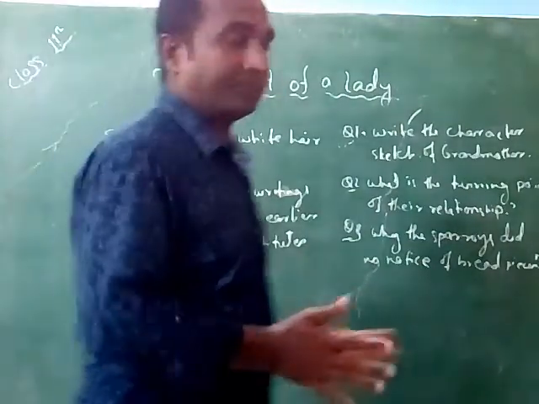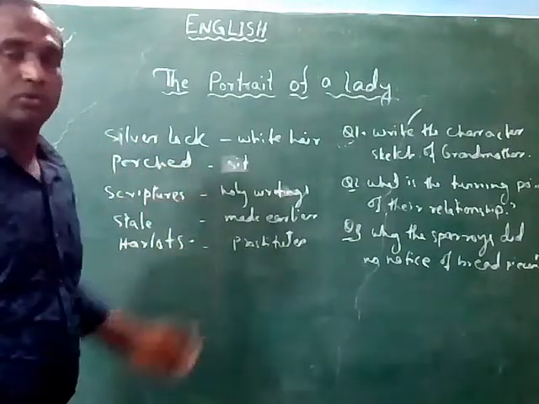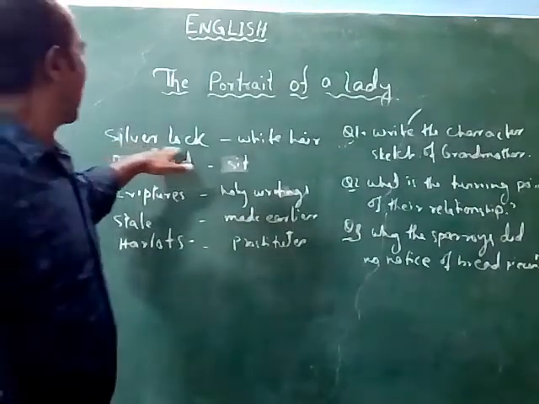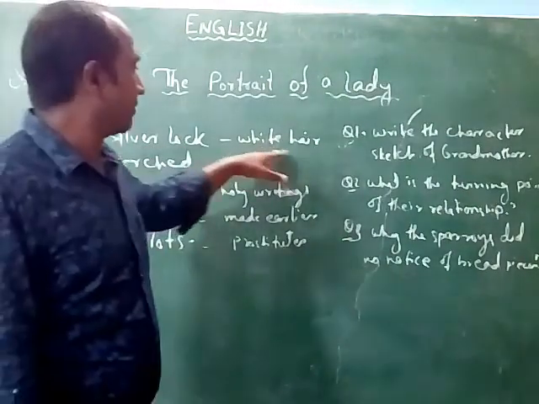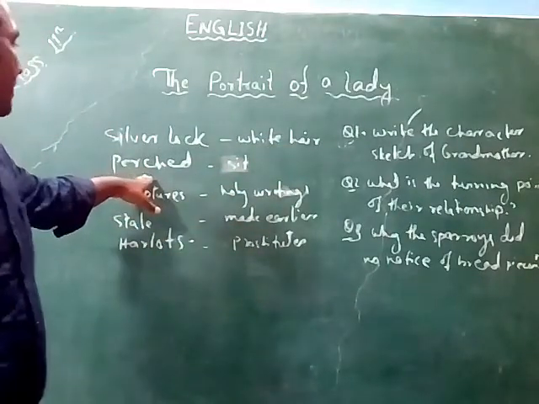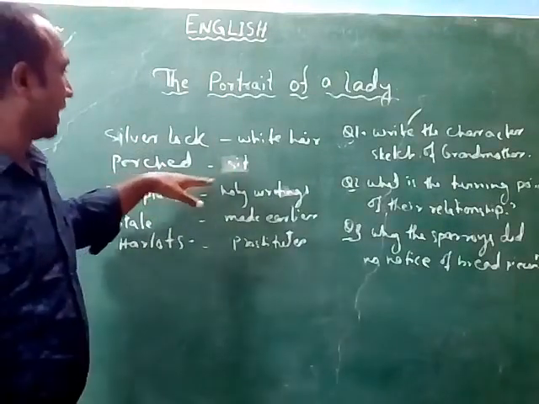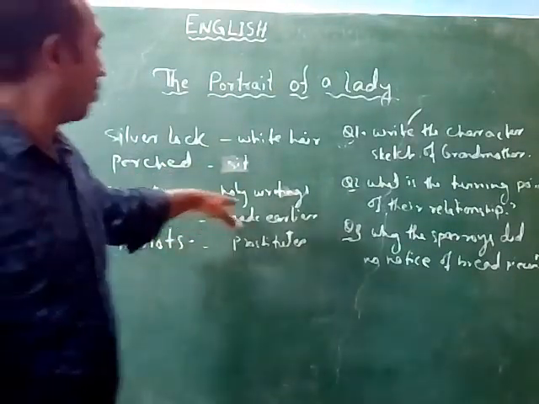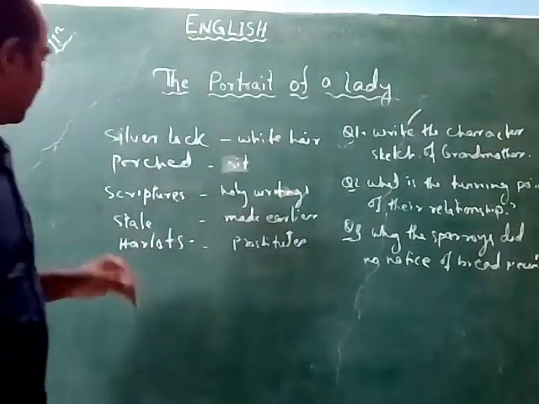Okay, dear students, these are a few words which you should know to read the lesson thoroughly. The first one is silver lock. I have already told you, silver lock here refers to the white hair of the grandmother. Now perched means to sit. The sparrows used to sit on her legs, on her shoulders, and even on her head. And scriptures here means the holy writings, like holy books, which she used to read in the temple.